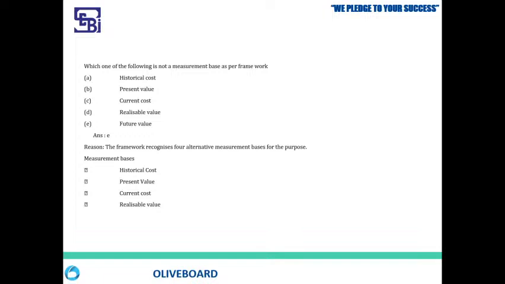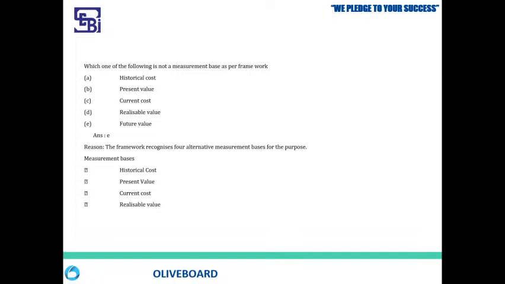We have 4 bases, 4 methods where you can measure your transactions, for anything for that matter, because they have given certain things. Revenue, they have given how you have to value. ESOP, how you have to value. Forex translation, which method you have to follow. Inventory, they have given. Assets, they have given. Assets like PPE, I'm talking about PPE. Are you getting it? So now there are historical cost, present value, current cost, and realizable value, and you have to know when to use each.